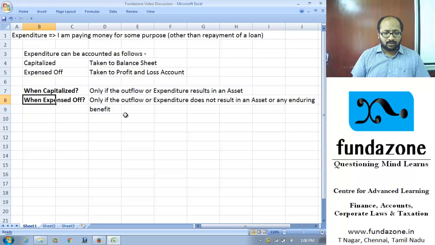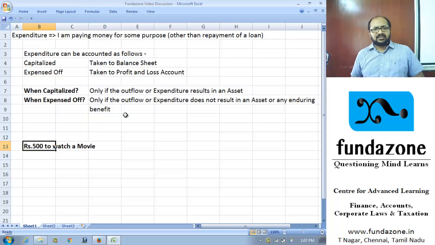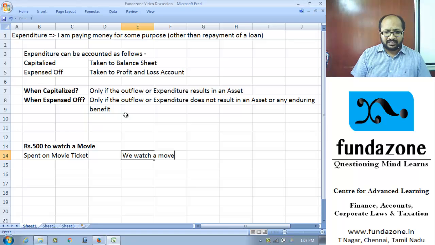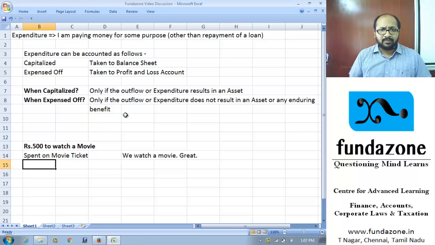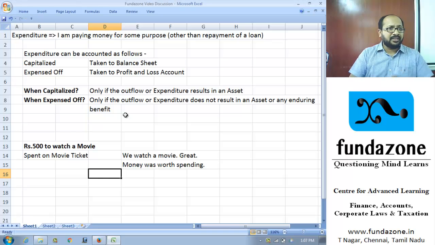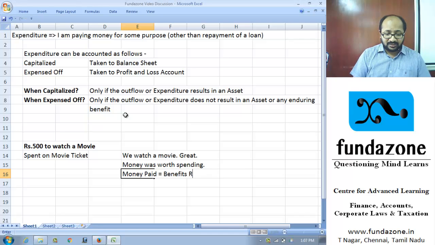Now let us try to understand the whole concept using a small example. Let's say we pay 500 rupees to watch a movie. It can be any movie that stars your favorite actor or an actor you don't like at all. This 500 rupees is spent on a movie ticket. We watch the movie, the movie is great, everything is fantastic. The first thought that comes to your mind is that the money was worth spending. Whatever money you paid, you got the money's worth, which implies money paid is equivalent to benefits received.